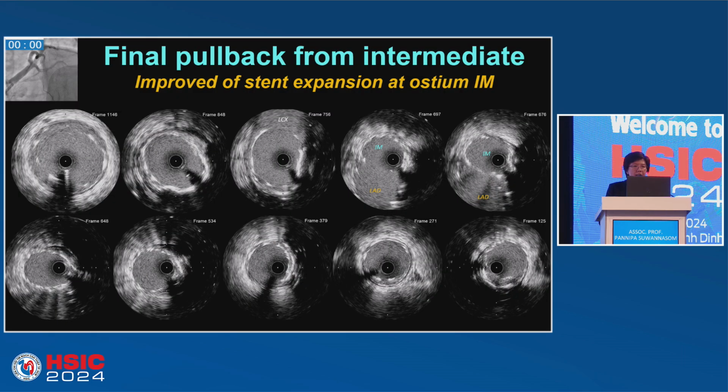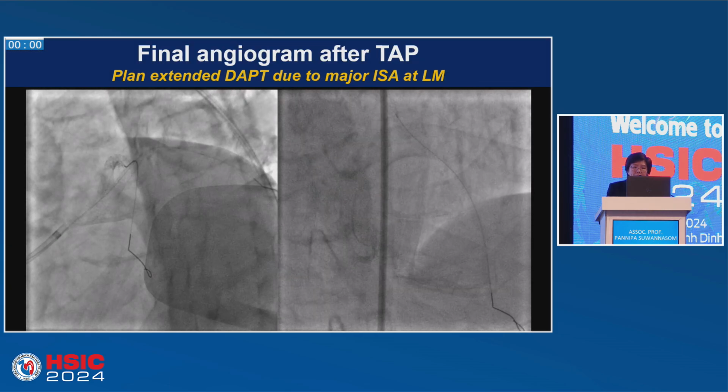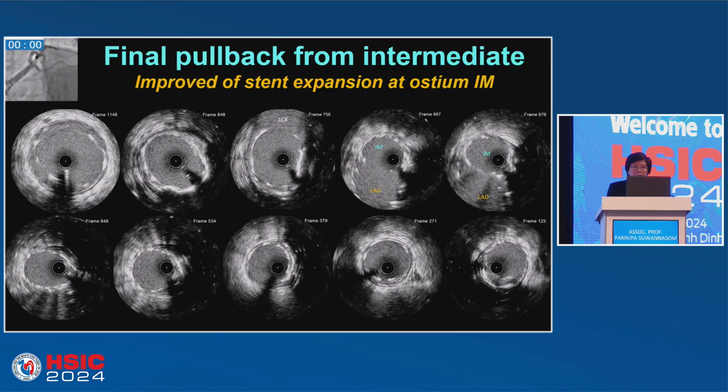So as you can see now, the opening has become better. The intermediate opening is good. And so I think, just for this case, what I regret is that I still cannot fix the problem with this malapposition at the left main, because the vessel size is too big.